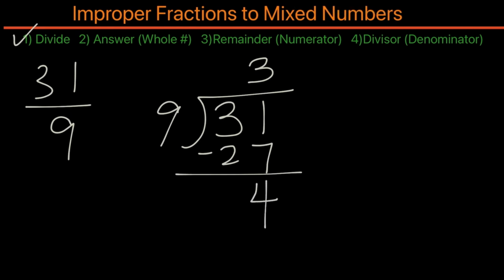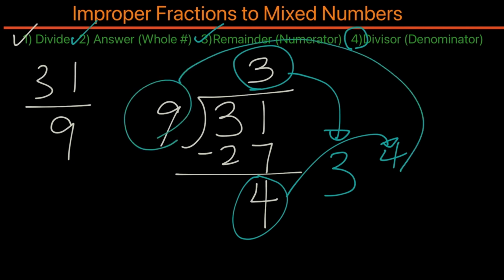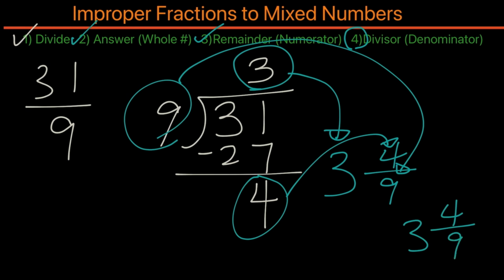Again, we want to go ahead and convert that to a mixed number. So the whole number here would be 3. The remainder, you want to place right on as a numerator, 4. And then the divisor of 9, that would be our denominator. So our answer would be 3, 4 over 9.